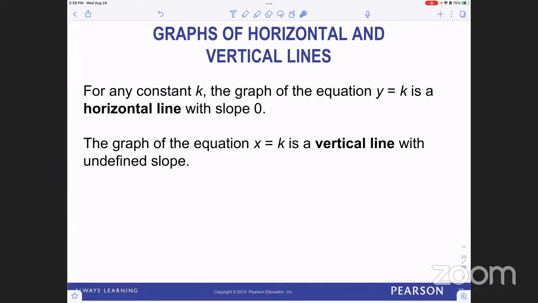Okay, let's take a moment to look at this. Graphs of horizontal and vertical lines. For any constant k, the graph of the equation y equals k is a horizontal line with a slope of zero. So if y equals some number, that's a horizontal line with a slope of zero. The graph of the equation x equals k is a vertical line with an undefined slope. So when we have x equals some number, that's going to be a vertical line with an undefined slope, okay?